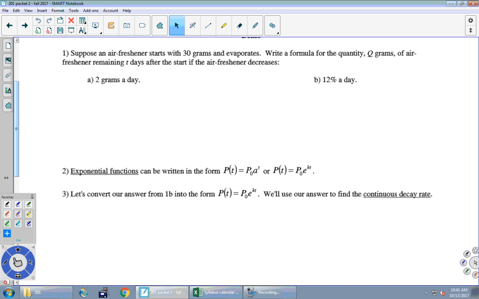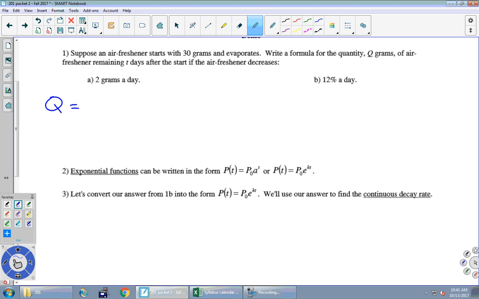We're going to write a formula for the quantity Q in grams of air freshener remaining T days after the start if the air freshener decreases in 2 different ways. So this chemical is evaporating in 2 ways. One way, we're going to assume it evaporates 2 grams per day. The other way, we're going to assume it evaporates 12% per day. So let's write a formula.